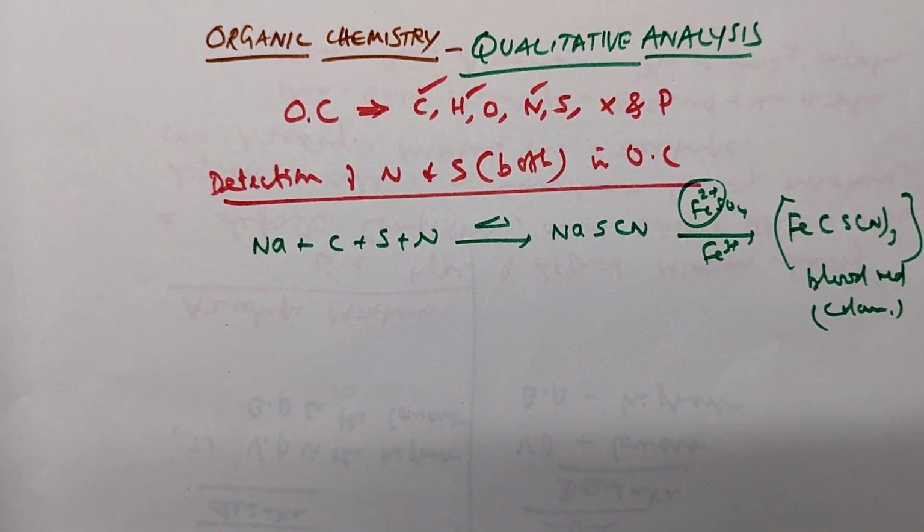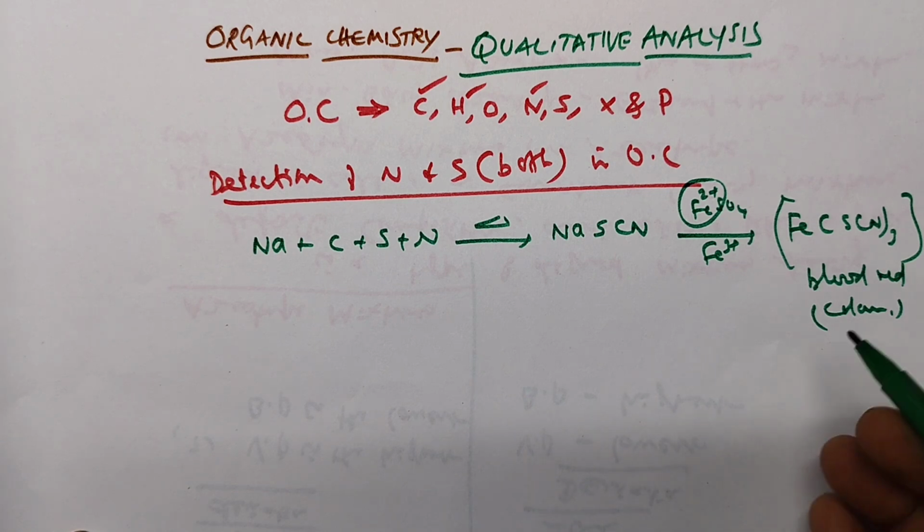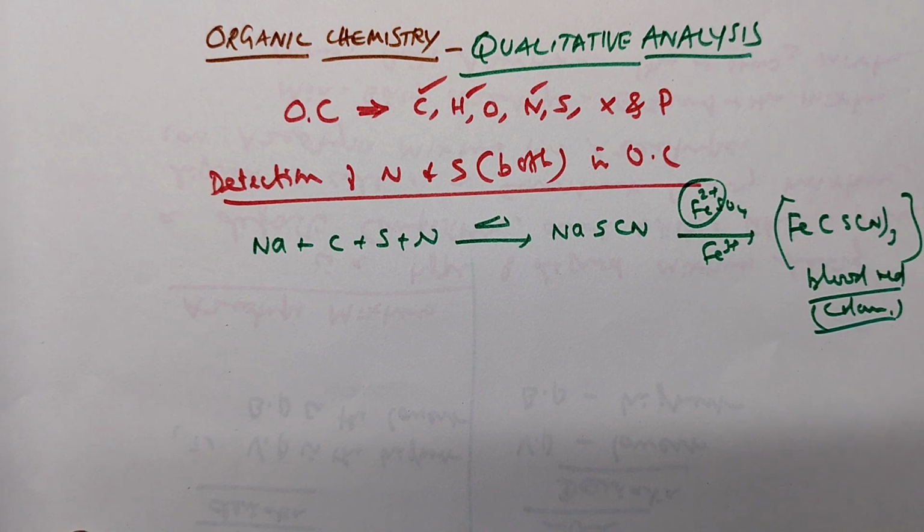Suppose in the organic compound sulfur is present but it does not give the blood red color, that doesn't mean it does not contain sulfur. What will happen is, if we add the sodium metal in excess, the sodium thiocyanate formed will decompose to form sodium cyanide and sodium sulfide. Due to the formation of sodium cyanide and sodium sulfide, it may not give the blood red color. So we have to carefully do this detection of elements.